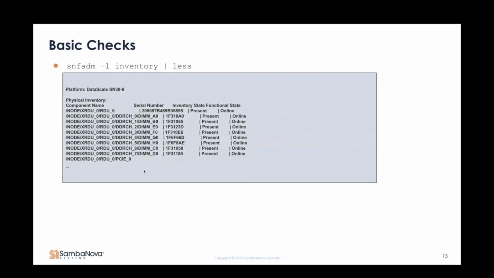SNFADM. You can use sntilestat. You can use top and Slurm to all verify those things. Using snfadm -l inventory gives a presentation showing the nodes all online. You can also use grep -v online to see if any nodes are not online.